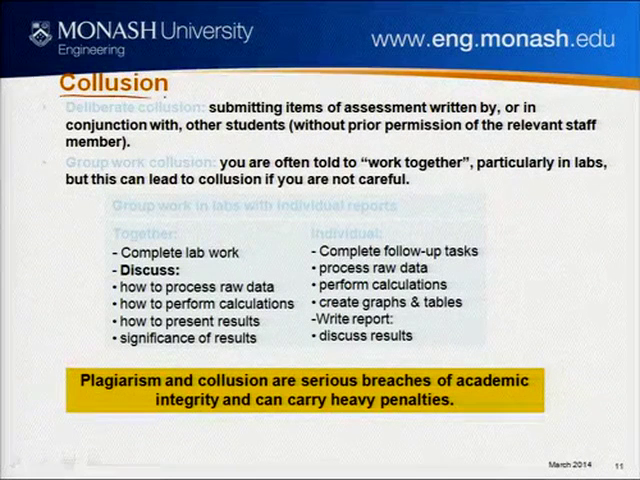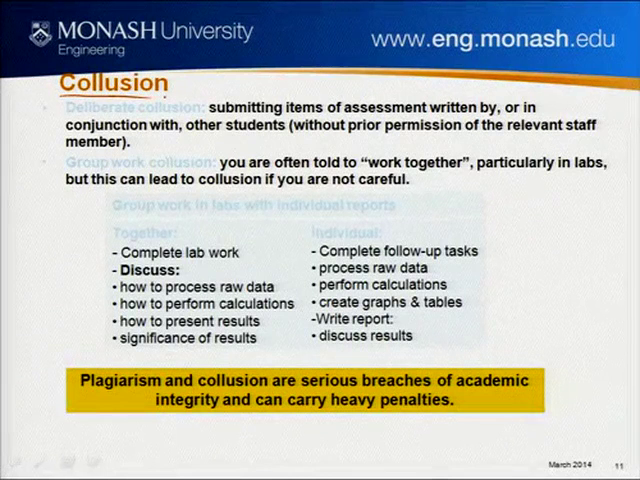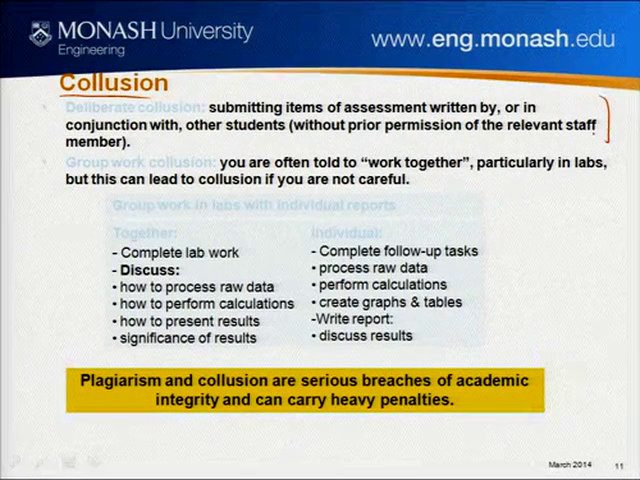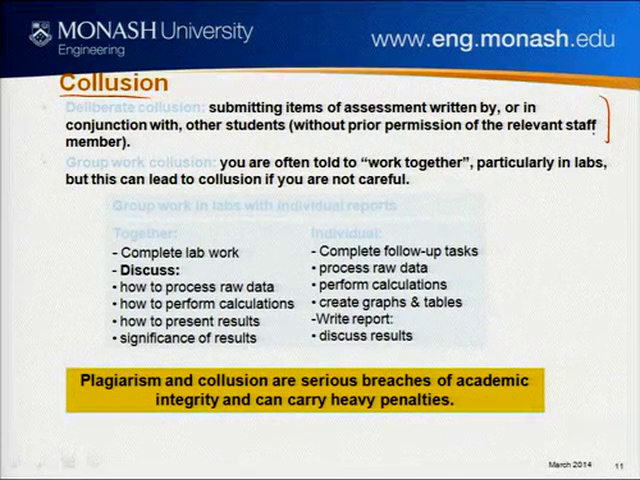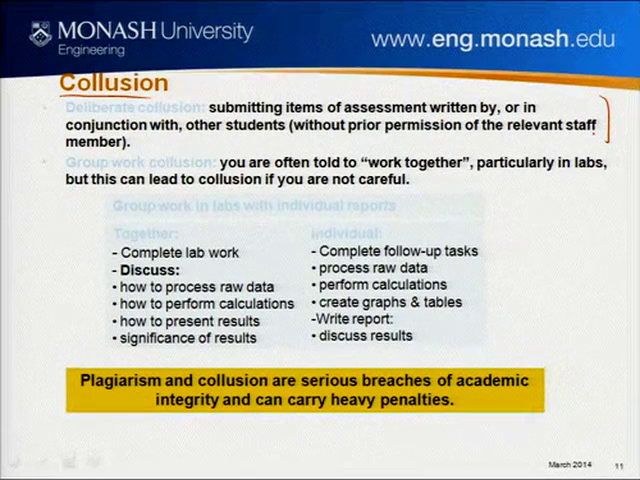It's collusion. So you have two types of collusion. The deliberate one, so this is the first bit. You submit an assessment that is not your own. So for example, for your Eng1060 assignment, you get someone else to do the work for you, and you submit that as your own.